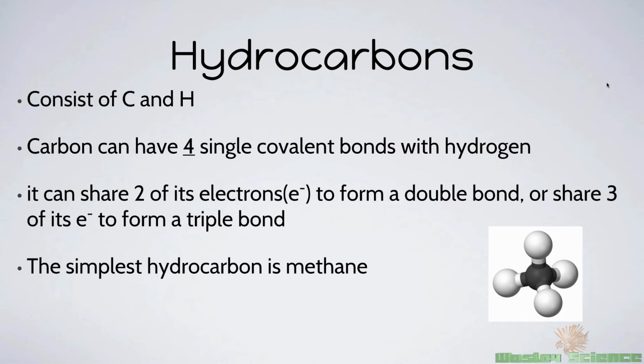And what always happens is that you'll see the carbon in the middle, and the hydrogens will surround the carbon, because the hydrogens form single bonds, and the carbon can form up to four single covalent bonds. Carbon can even share two of its electrons and form double bonds, which you saw before. It can even share three of its electrons and form triple bonds. The simplest of hydrocarbons is methane, and methane is simply natural gas. So that stuff that comes out of the landfills from the methane recovery pipes, that's CH4. So maybe you're all seeing how this comes together now.